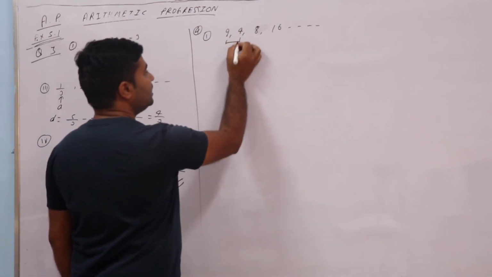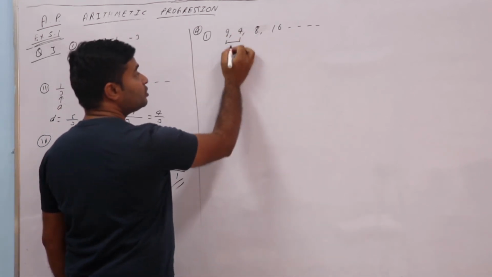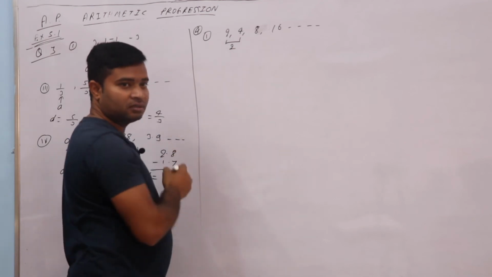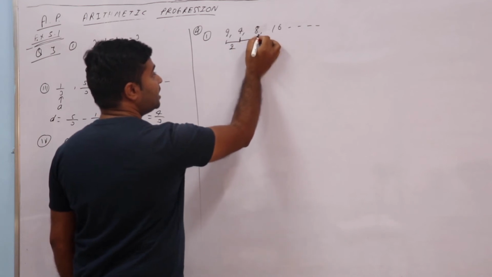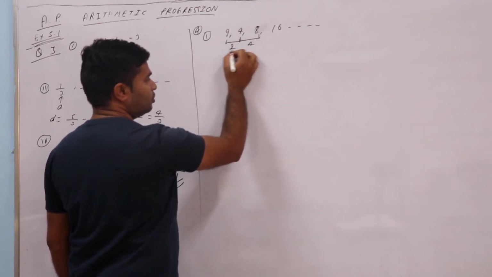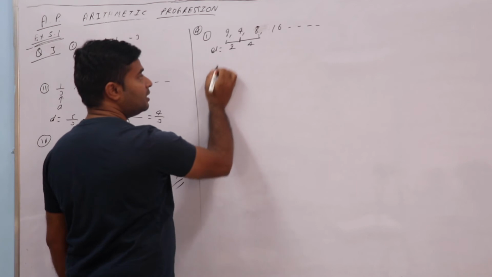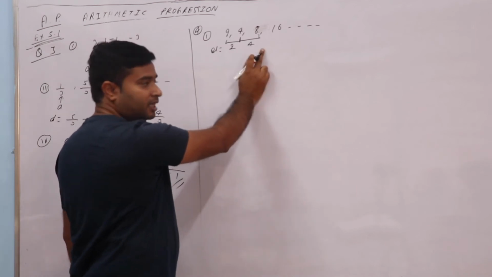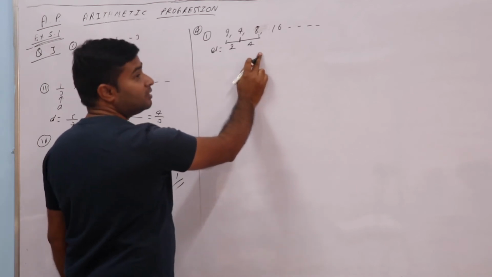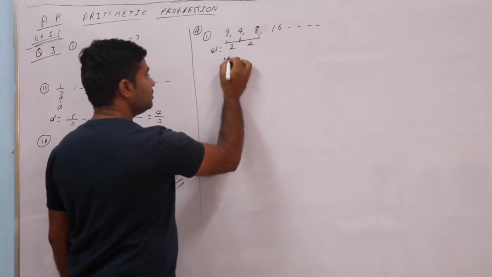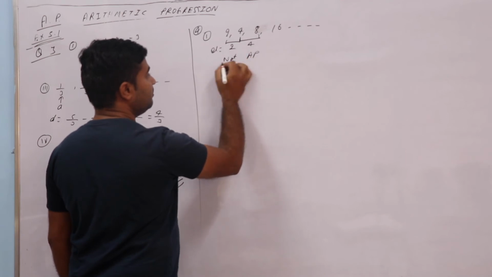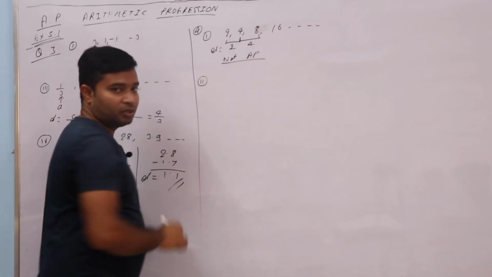See, what will d be here? 4 minus 2 is 2. Next, 8 minus 4 is 4. So the common difference is not the same. If it is not the same, it is not an AP. So not an AP. Done.